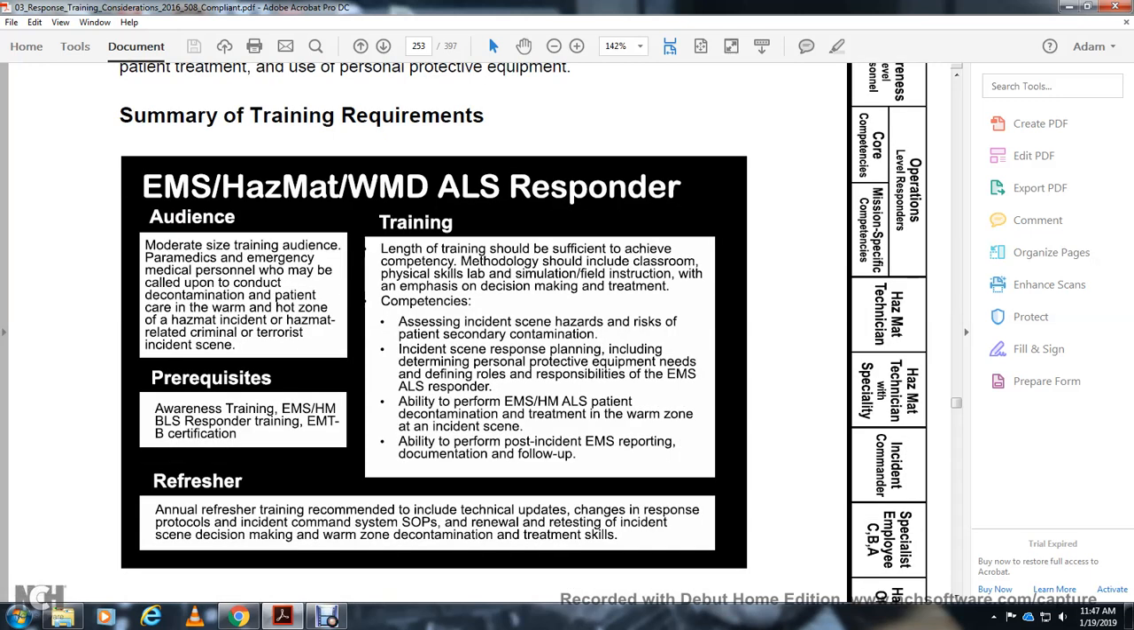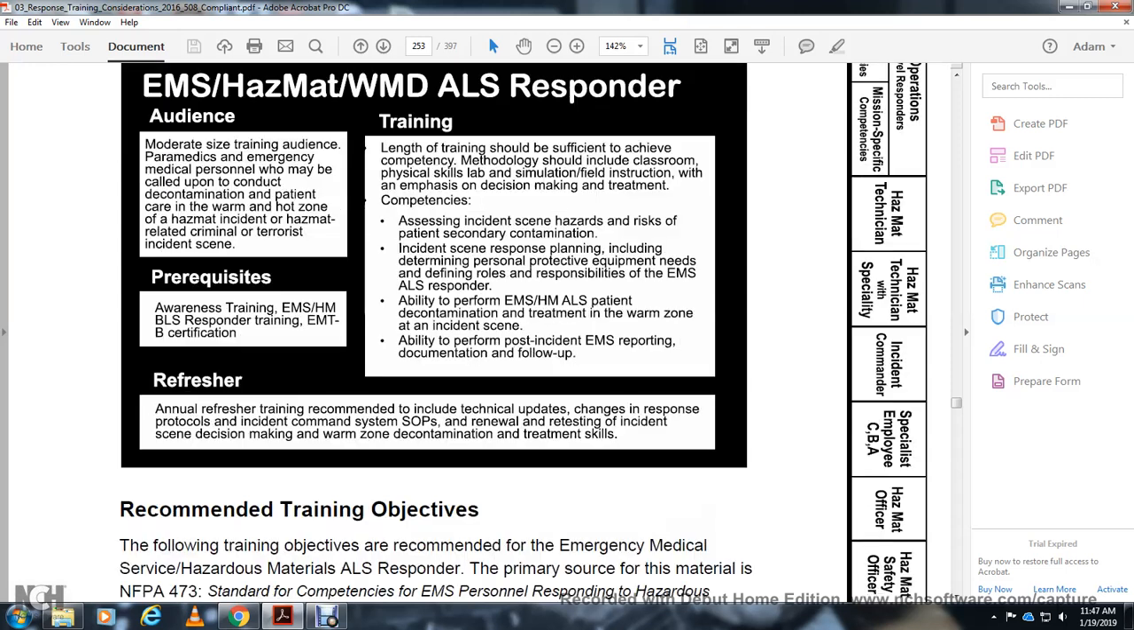Annual refresher training is recommended, including technical updates on changes in response protocols, the incident command system, and standard operating procedures, and renewal and retesting of incident scene decision-making and warm zone decontamination and treatment skills.